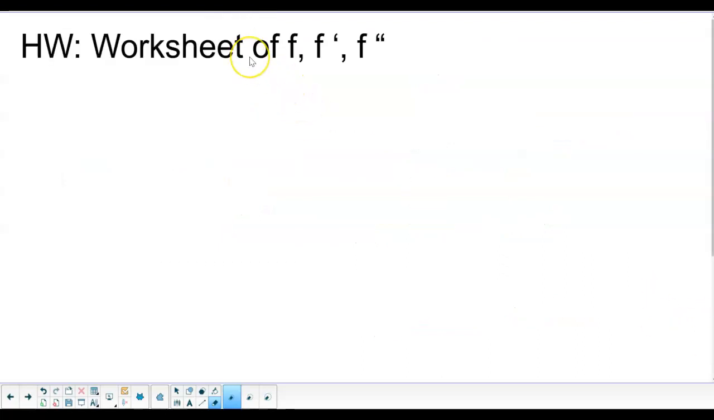All right, so you're going to get a worksheet here today. Go ahead and take a look at it. And what we'd like you to do is keep in mind the relationship between f, f prime, and f double prime. The answers are on Schoology, so check your work as you go. Give yourself some confidence of how you're doing. Good luck. Adios.